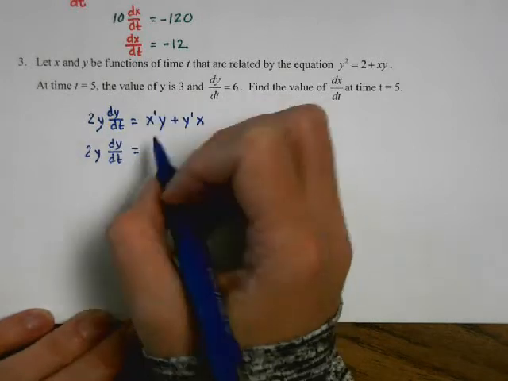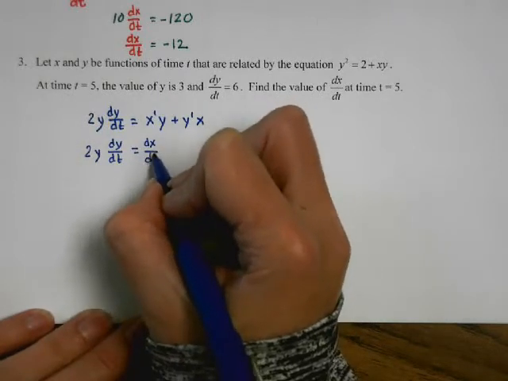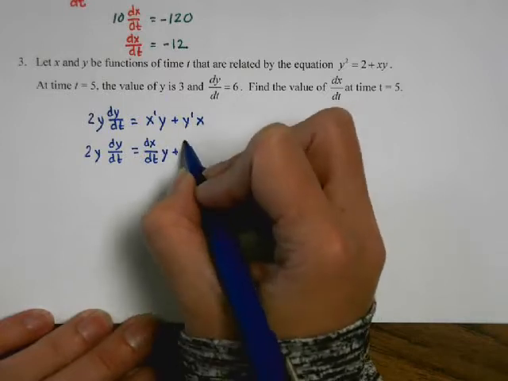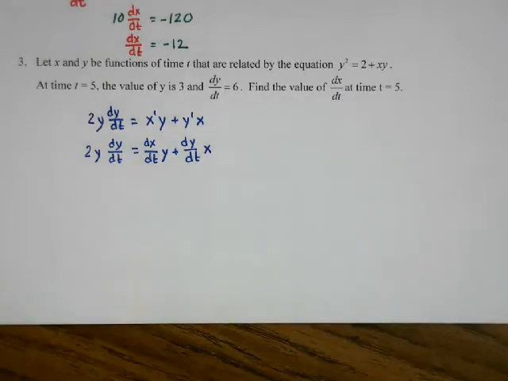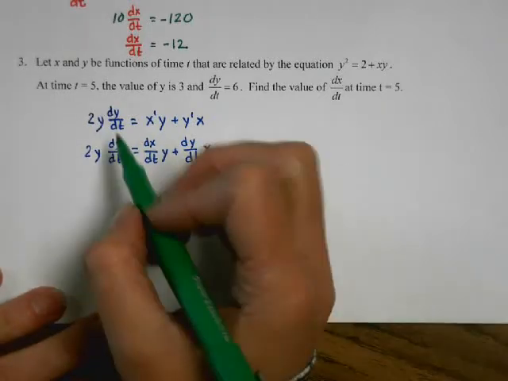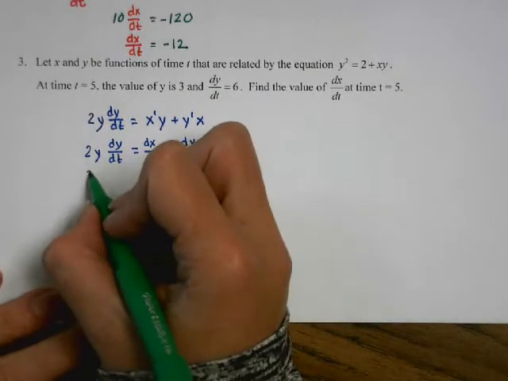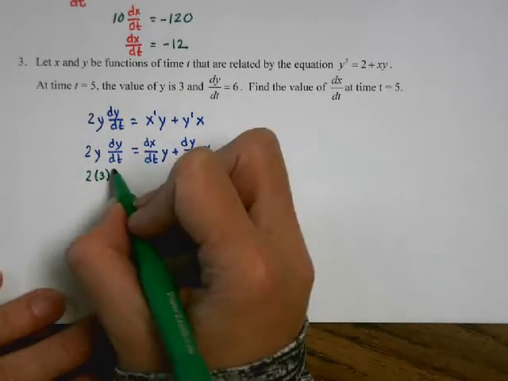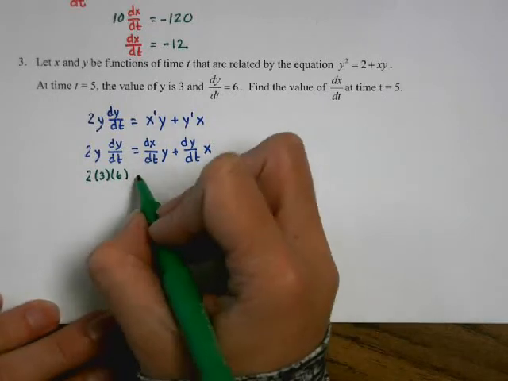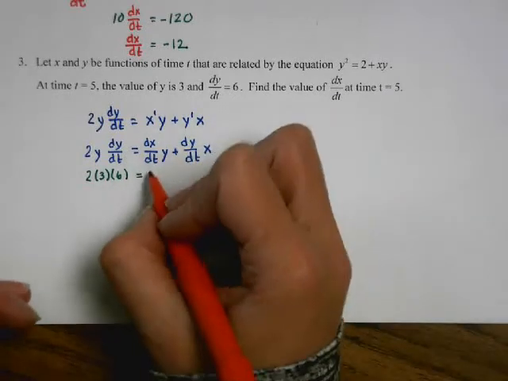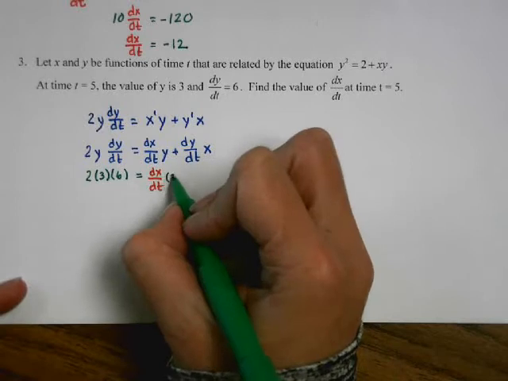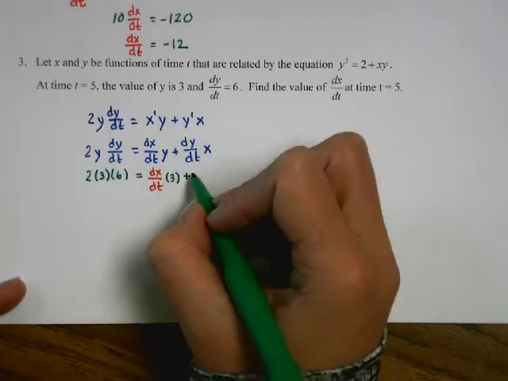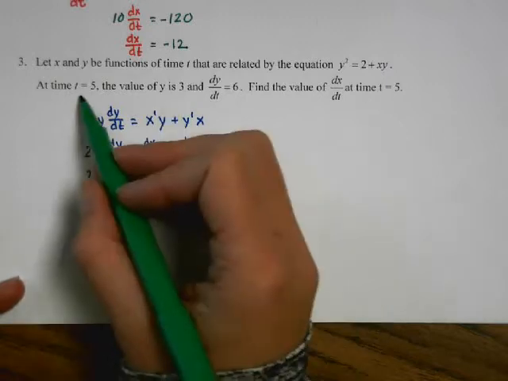So in this case, x prime is going to be dx dt. Y prime is going to be dy dt times x. So we'll plug in our knowns and solve for our unknown. So 2y is 3. Dy dt is 6. That's going to equal, we're solving for dx dt. It's still 3. Dy is still 6. X is not, but we do know what y is.